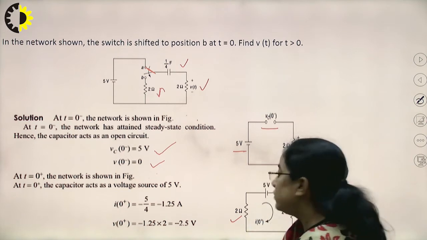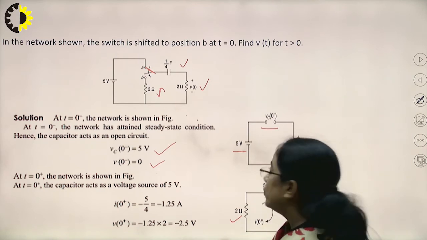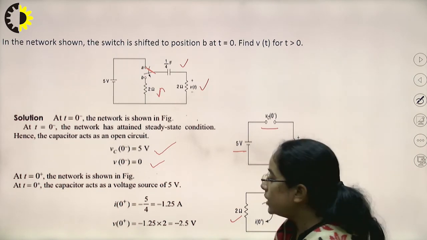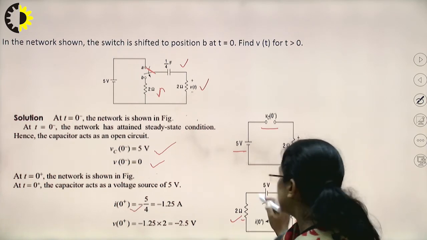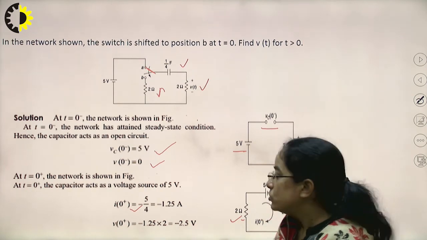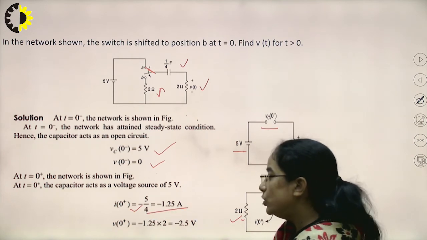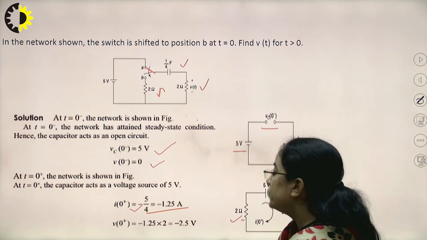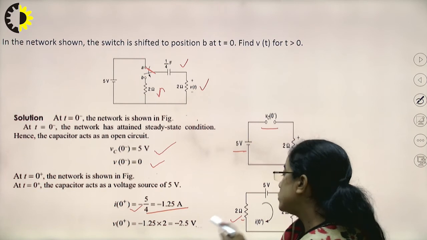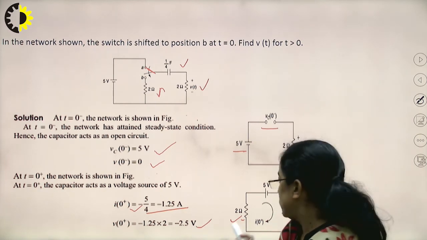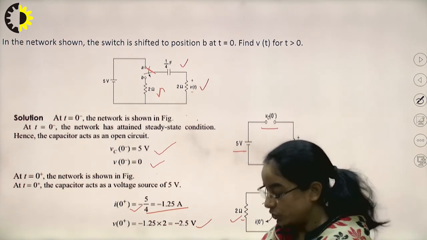So now this capacitor will behave as the source. The current flowing just after connecting the switch, I0 plus, is minus 5 by 4, since 4 ohm resistors are there and this capacitor is now behaving as the source. So current I0 plus is minus 5 by 4, that is minus 1.25, and V0 plus is minus 1.25 into 2, so that is minus 2.5 volt. This is the situation when we connect the switch from A to B.